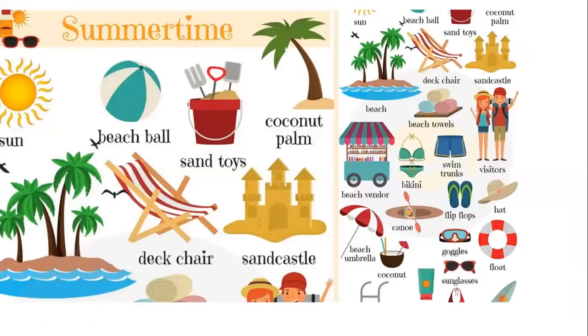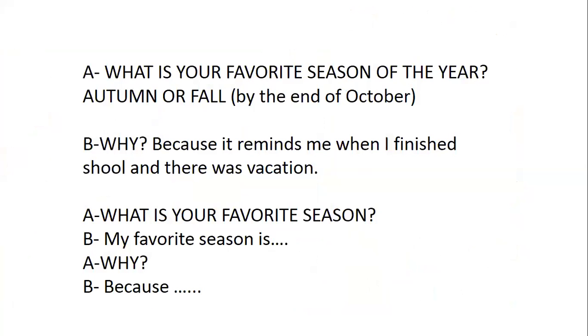autumn. Summer, summertime. In summertime, we use words like sun, beach ball, coconut palm, sand toys, deck chair, sand castle. We have words like beach bender, bikini, swim trunks, visitors, canoe, beach umbrella, flip-flops, hat, coconut, goggles, sunglasses, float.